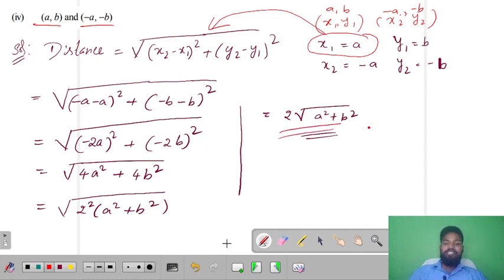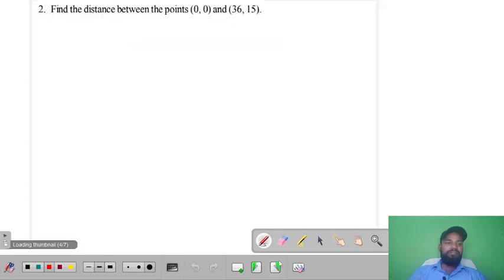Okay, so next, moving to the next problem, that is the second bit. It is very easy. Find the distance between the 2 points, that is 0 comma 0 and 36 comma 15. So what is the difference between the previous problems and this problem? The difference is here it is given the origin. What is meant by origin? The point where 0 comma 0 is nothing but the origin.